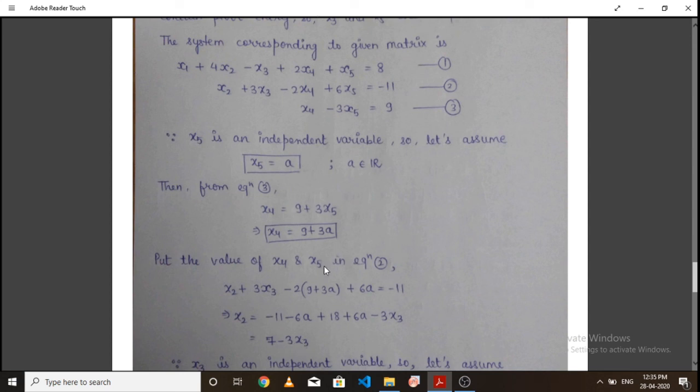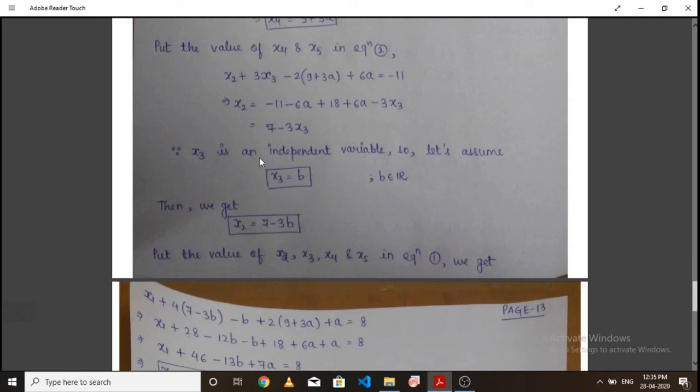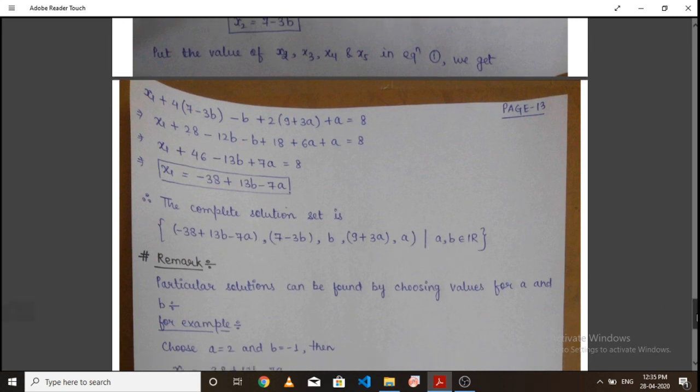Again x3 is your independent variable, so you will assume some value of x3 here. I wrote x3 equal to b, then x2 becomes 7 minus 3b, and when you place the values of all the variables in equation number 1, you will get x1 is minus 38 plus 13b minus 7a. Therefore, the complete solution set becomes this, where a and b are in the set of real numbers.